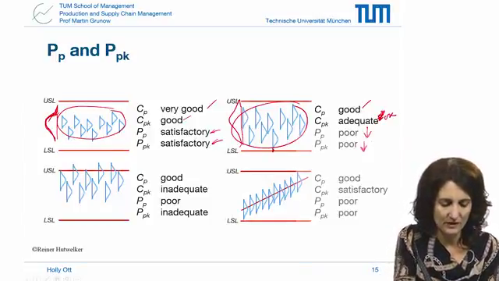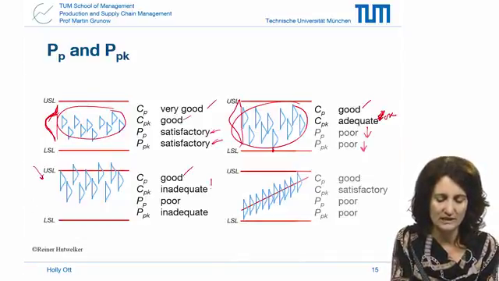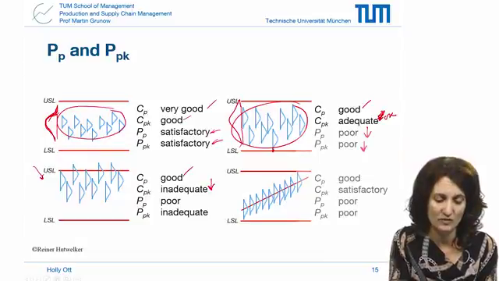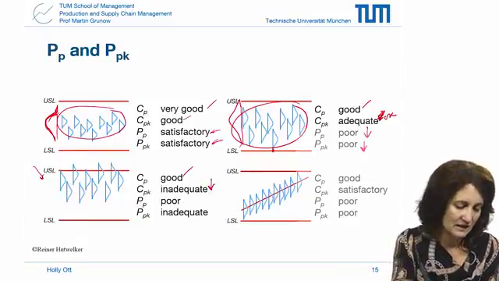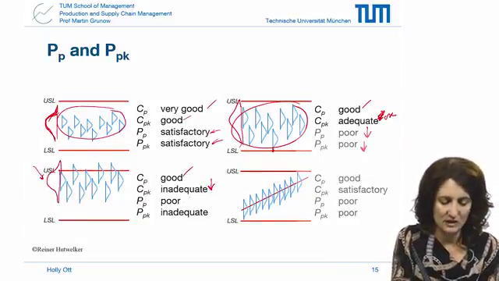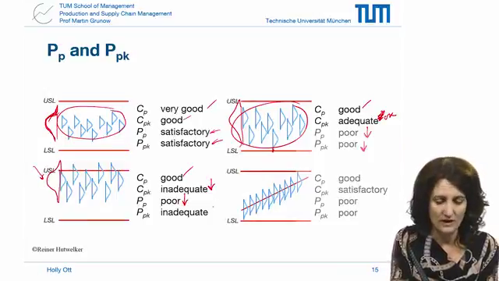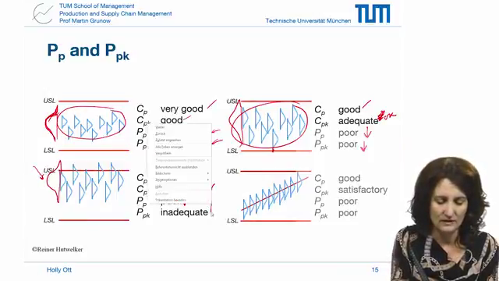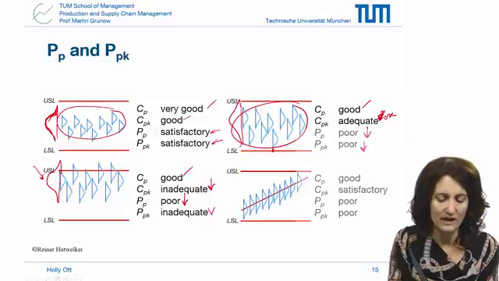Another example down here in this corner, CP is good, CPK is definitely inadequate because you're going out of spec. And again, larger variation means PP is going to be poor and PPK is going to be going out of spec.